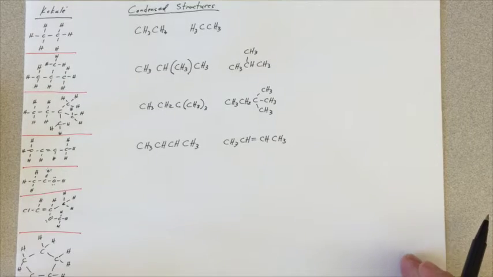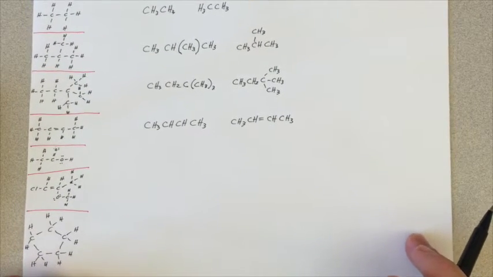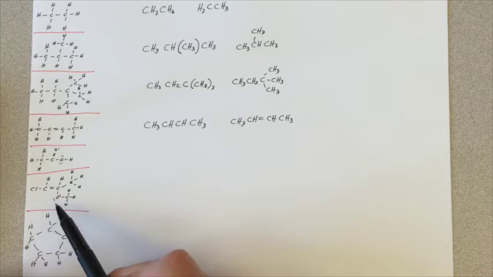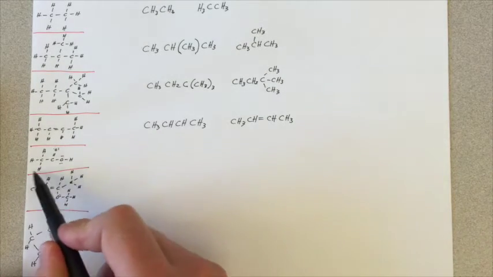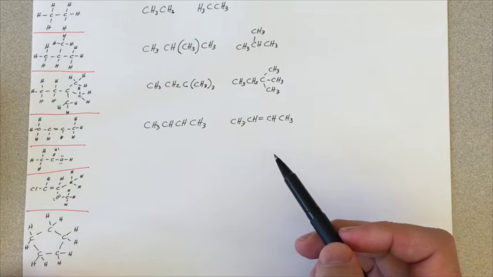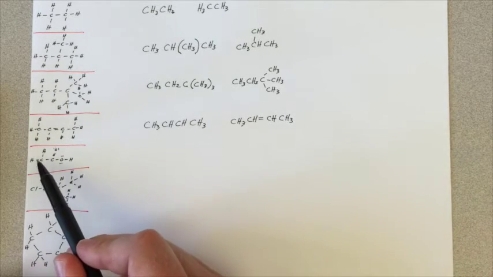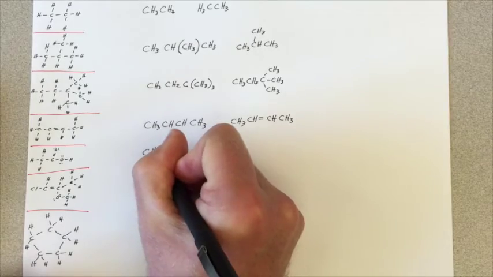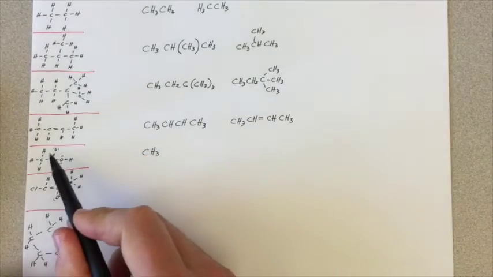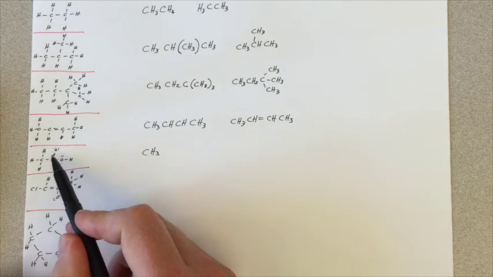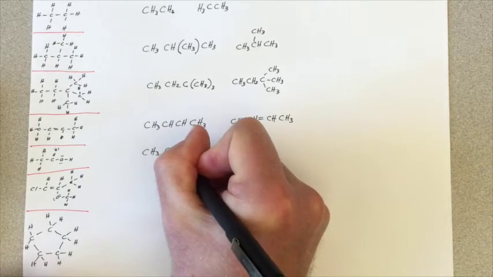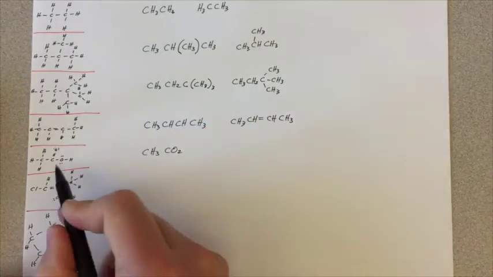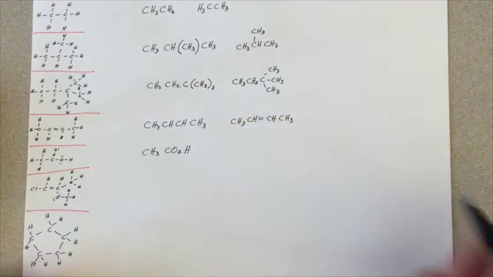Okay. The next one we have down here has some non-carbon containing atoms in it, and in the condensed structure we have to deal with those also. So this one starts pretty normally, CH3. Then what do we have here? Well, it's a CO2, and so we put CO2, and then at the very end of this is an H.